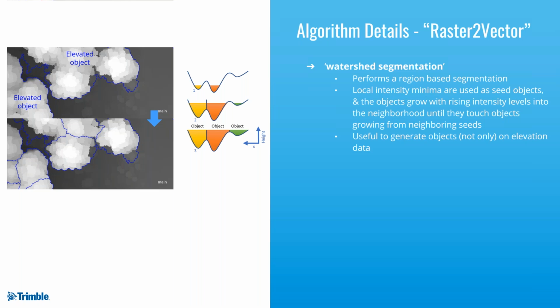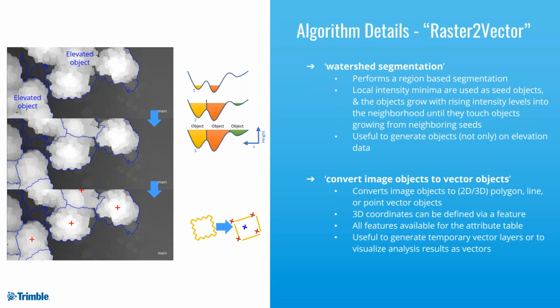Yep. So the next step we're going to take is we've got these nice tree crown representations through the watershed segmentation, but we want to then start getting this into vector data. So we're going to start converting our image objects into vector objects. You can use the convert image objects to vector objects algorithm. The name is self-explanatory in this case.